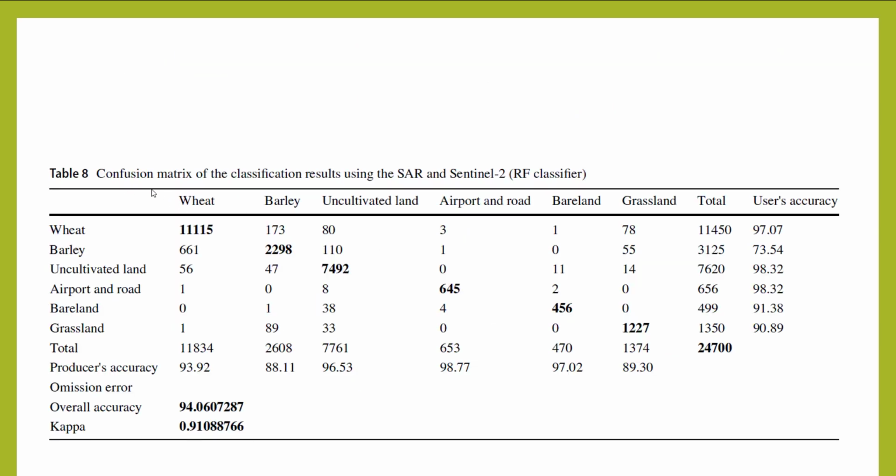And that's the confusion matrix of the classification result using SAR and Sentinel-2 from RF classifier. For example, these wheat pixels are correctly classified, then some pixels merged with the barley, and some pixels with the uncultivated land, and so on. The overall accuracy is 95% and kappa is 0.91.